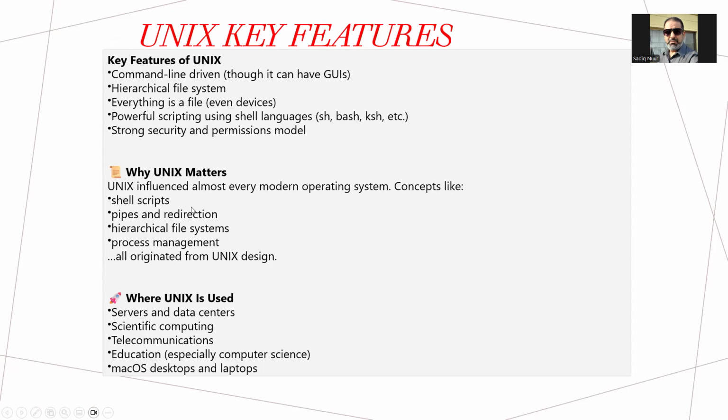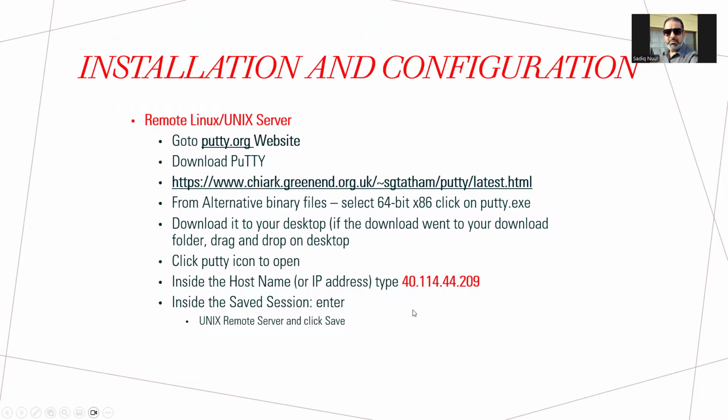Why does Unix matter? Unix influenced almost every modern operating system. Concepts like shell, scripts, pipes, and redirection, hierarchical file system, and process management all originated from Unix design. So where is Unix used? We use Unix at servers and data centers. Also in scientific computing, telecommunication, education, especially computer science, and on Mac OS desktops and laptops.